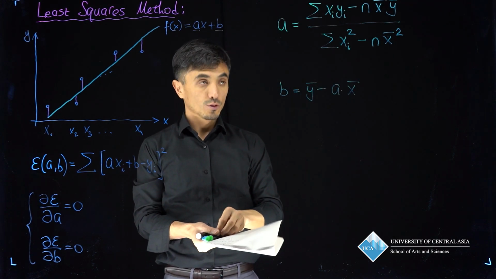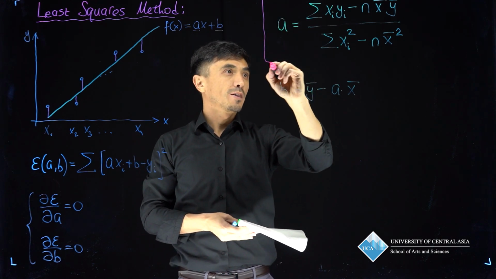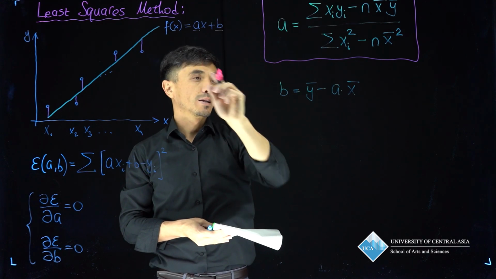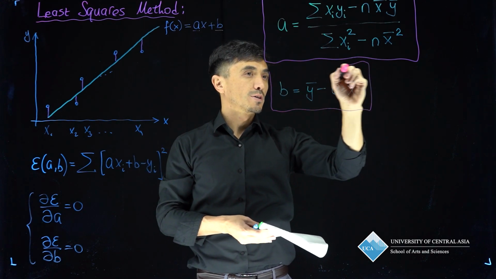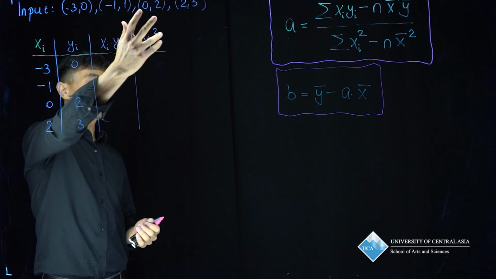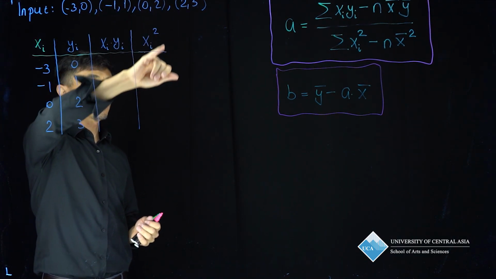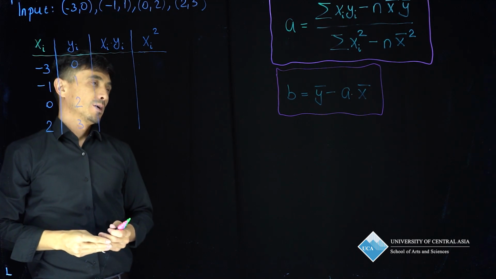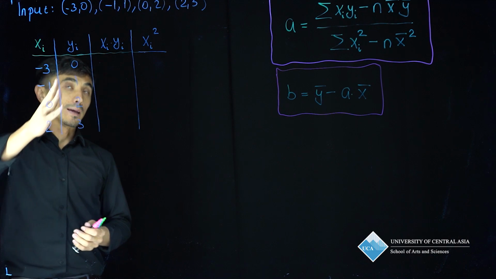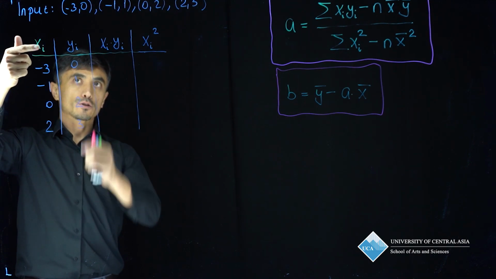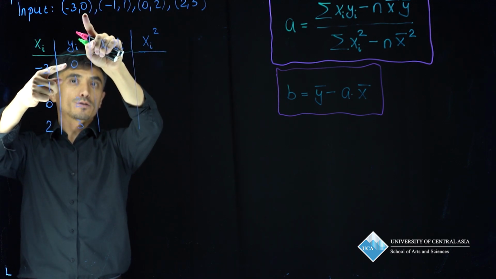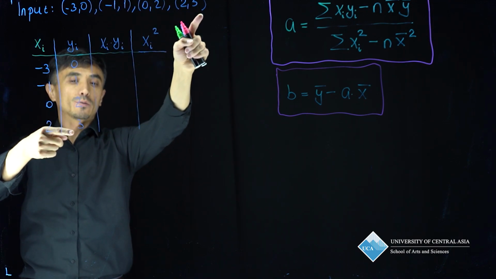So these two are the formulas to find the unknown a, which is the slope of this line, and b, the y-intercept of this line. Now let us look at this example. We are given 4 points, xy pairs, and now we need to find the best fit line for these 4 points. We can make a table here, put the x values, so -3, -1, 0, and 2, and y values 0, 1, 2, and 3.